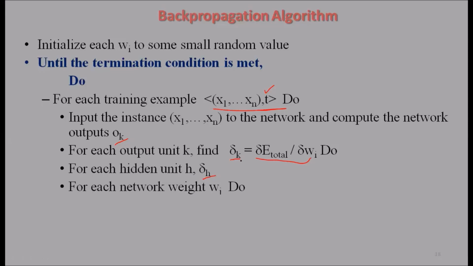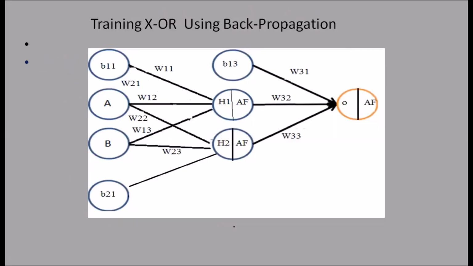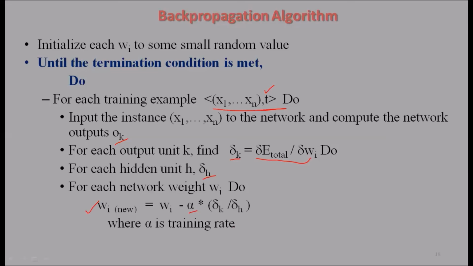For each network weight Wi, what you have to do? You have to update the weight using this formula. The new weight is equal to the old weight minus alpha, the learning rate, times del k or del h. You use del k if it is the output layer, and you use del h if it is a hidden layer. Alpha is the training rate. So you have to do this continuously till the error becomes 0.